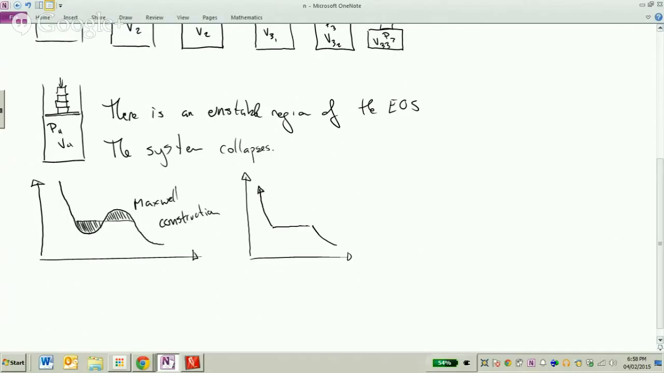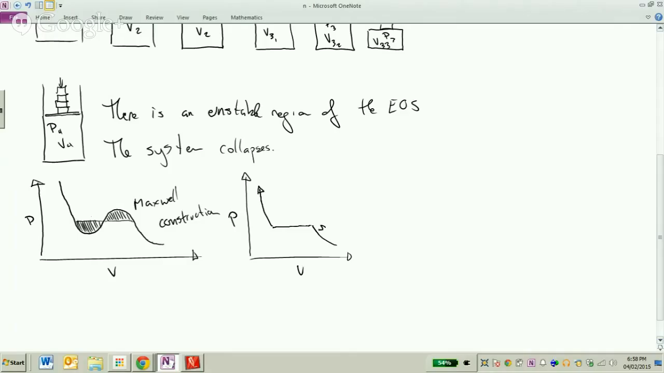where as you compress the system, rather than the pressure going up and then down and then back up, there's a region where the pressure is actually constant with respect to compression. And the reason that this equal area works is going to become more clear in the future once we start to talk about phase transitions.